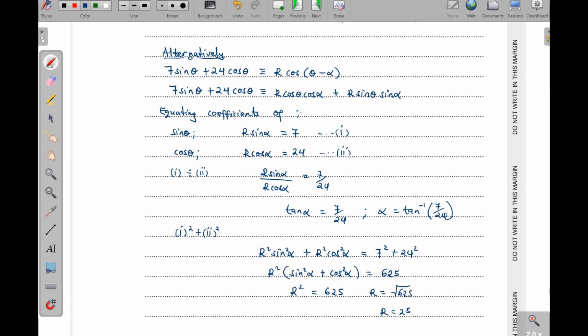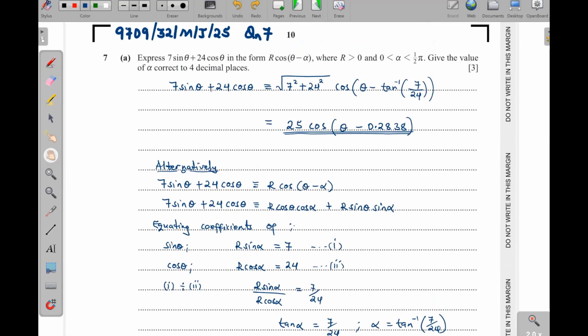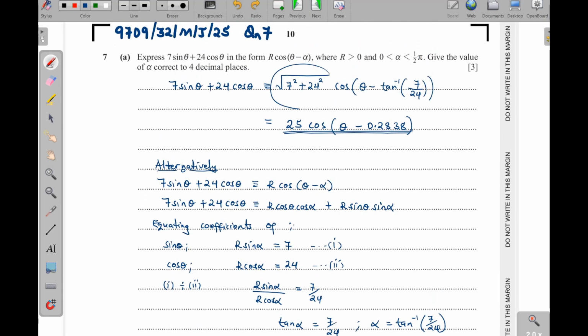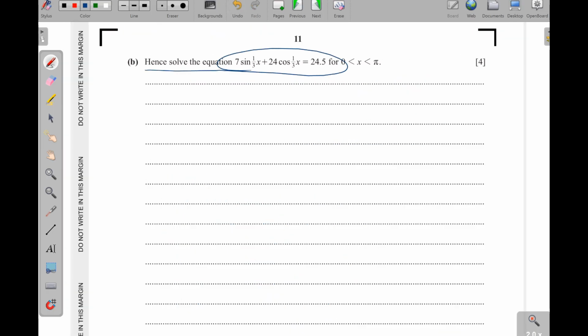A 25. You see that? Or it is the square root of this, which is what I did here right away. So when you're finding r, just get the square root of this squared plus this one squared. And then if, let's say, we were writing this in terms of sine instead of cosine, then the coefficient of sine here would be the one down, as simple as that. Hence solve this equation here.